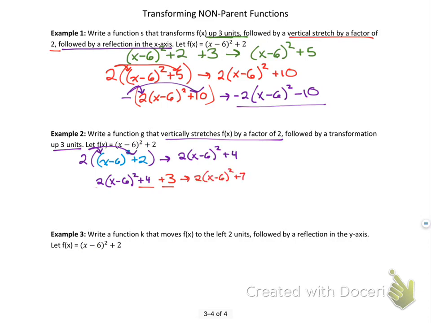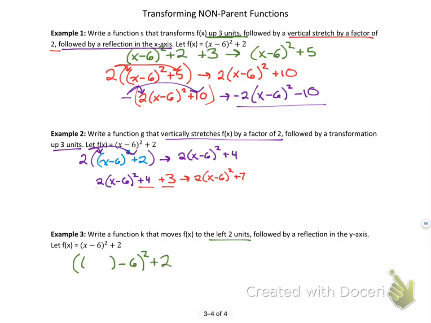Now this shows how the order matters, okay? It's actually the same set of instructions flipped. We're moving it up 3 after stretching it, whereas in example 1, we moved it up 3 and then stretched it. And you can see that's a big difference in the answer. So make sure you pay attention to the order in which it gives it to you. So first, let's move this to the left 2 units. Well, if it's to the left 2, we need to make an inside change, because it goes inside. So we write the equation exactly the way we see it, but instead of x, we put parentheses.